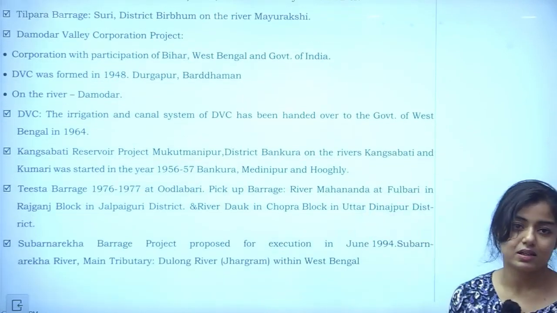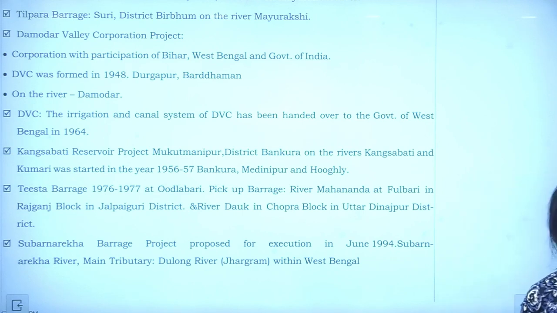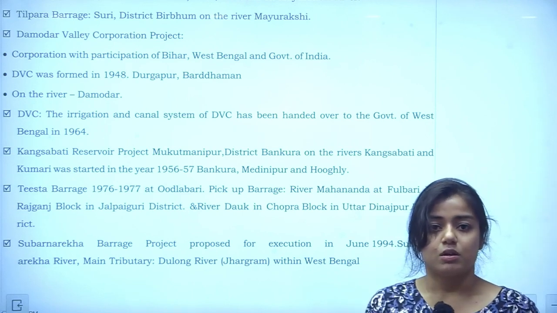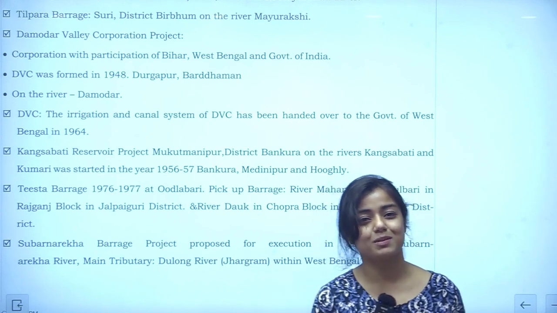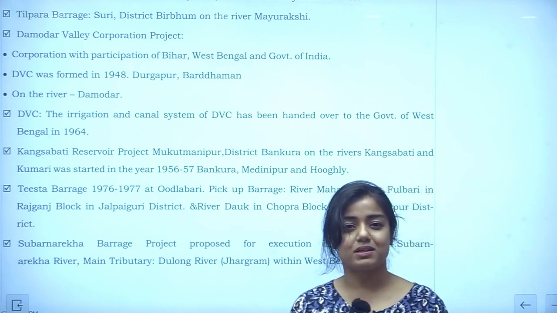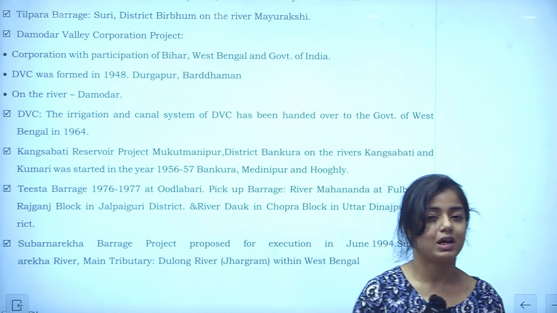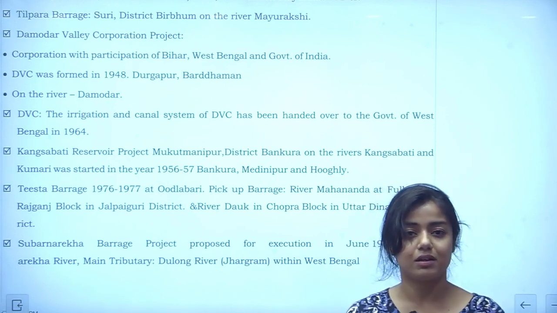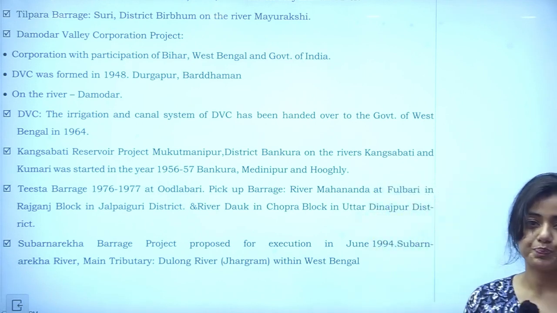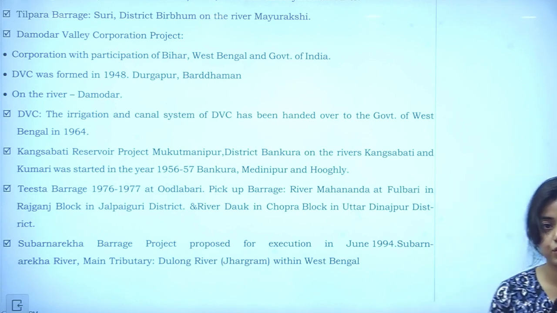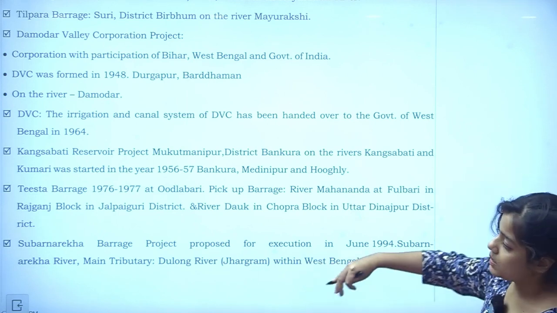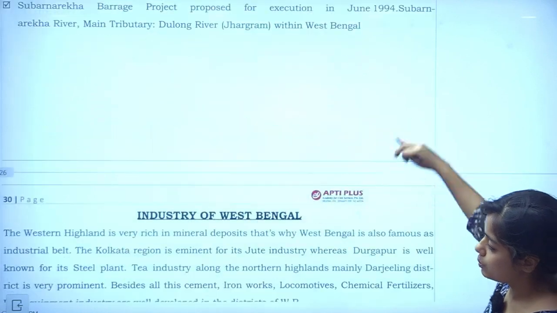Since we are studying agriculture, irrigation and agriculture move hand in hand, right? Because we cannot always depend upon the monsoon. It might happen that it is a La Nina year and there is drought. So irrigation is a must for agriculture. So please read the irrigation projects as well.